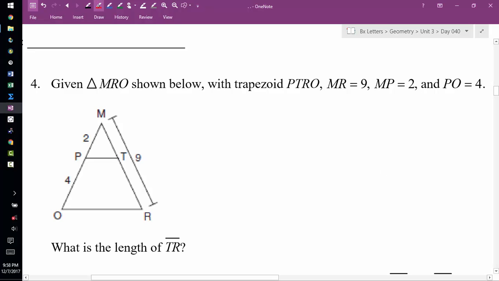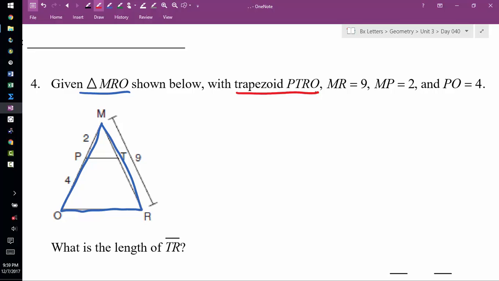Problem 4 is a little interesting. You've got triangle MRO. That's the big one. And they toss this at you. They try and intimidate you. Trapezoid PTRO. Like, you're going to be fooled by seeing this.